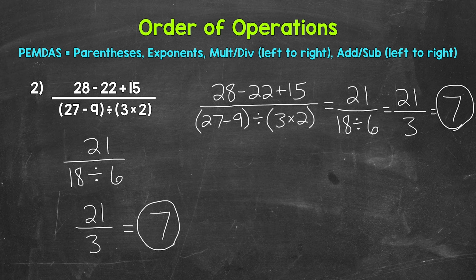And again, it doesn't matter which way you go about working through these problems. You can work your way down, or you can work your way to the side. Either way will work as long as you follow the order of operations. And just remember, that fraction bar is a grouping symbol. We group the top, and then we group the bottom, and then lastly, we divide the results. So the result of the top divided by the result of the bottom. The numerator divided by the denominator.